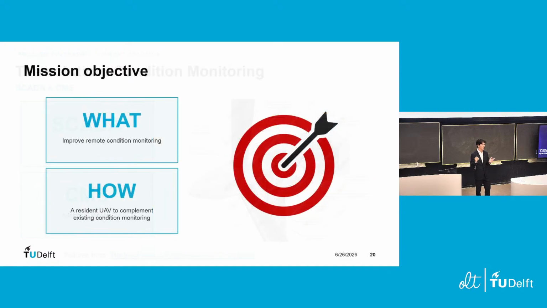We can now, combining all this, state our what and how of our mission objective. So what do we want to do? We want to improve the current condition monitoring systems to reduce the amount of time the technician has to go offshore, and thus reduce the induced cost and safety issues. How we're going to do that, however, is with a UAV to complement those condition monitoring systems. Not replace them, but complement them.